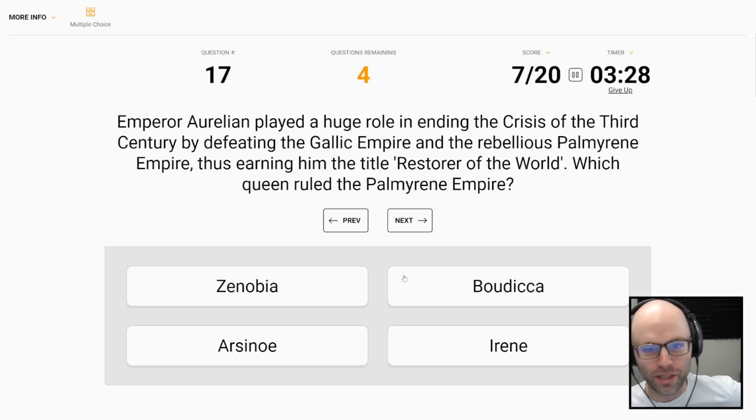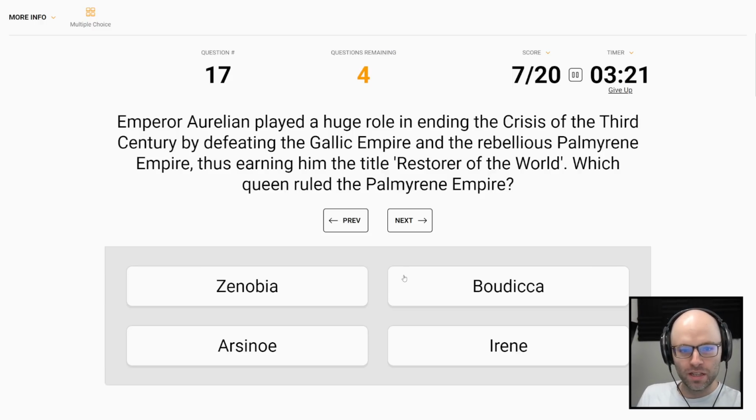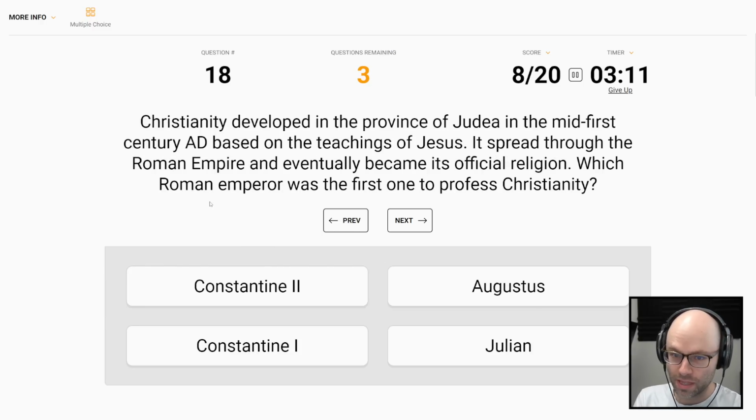Emperor Aurelian played a huge role in ending the crisis of the 3rd century by defeating the Gallic Empire and the rebellious Palmyrene Empire, thus earning him the title of Restorer of the World. Which queen ruled the Palmyrene Empire? This is a straight guess, but Zenobia sounds cool as hell. Thank you.